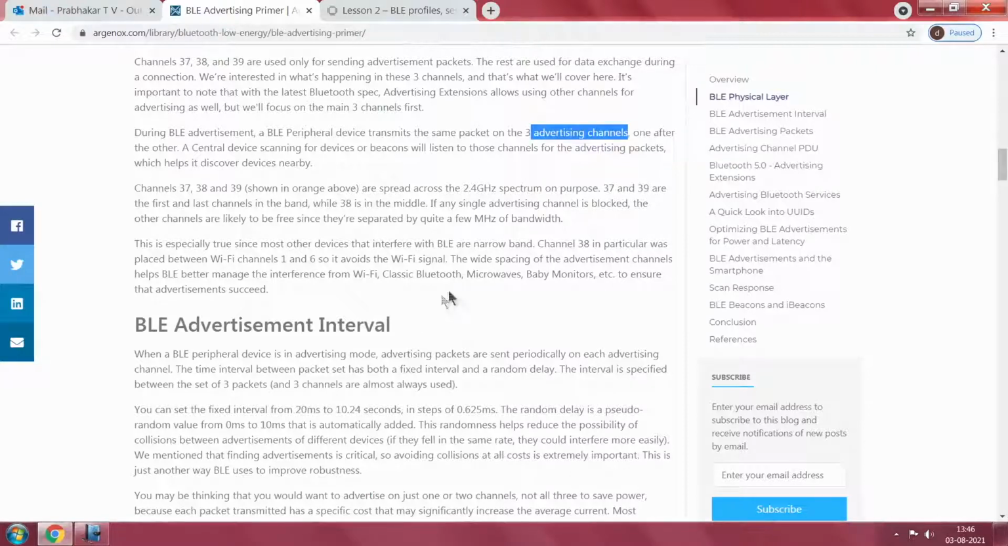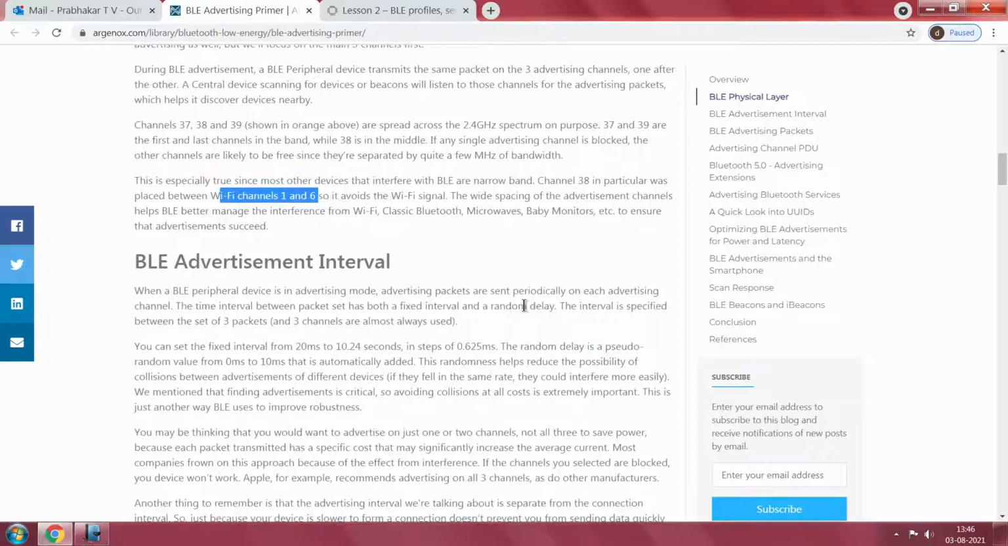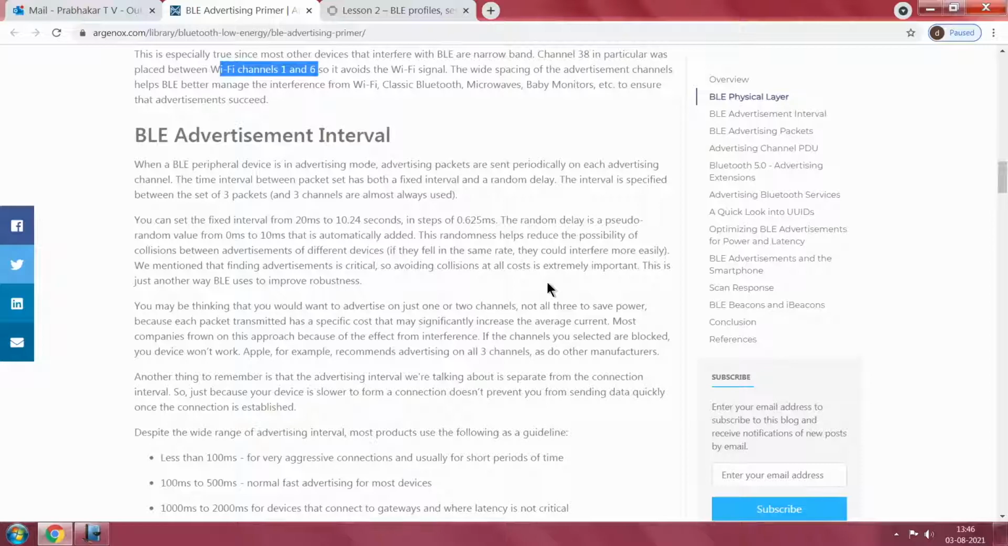Okay. He actually cautions you on 37, 38 and 39 and says about 38, folks you have to be careful because it also maps into the Wi-Fi channels 1 and 6, so it avoids the Wi-Fi signals, right, and it is something that is non-overlapping with Wi-Fi. Okay. So the wide spacing of the advertisement channels is good because it can manage interference from Wi-Fi, classic Bluetooth and microwave ovens, baby monitors, etc. and all that.